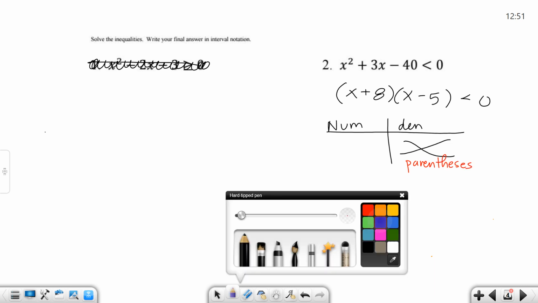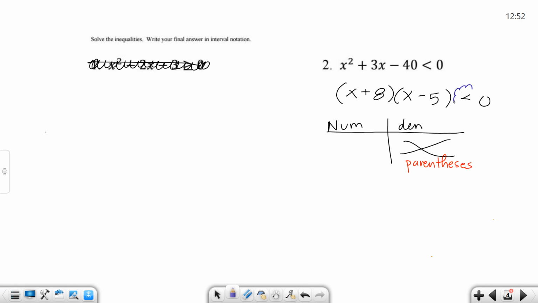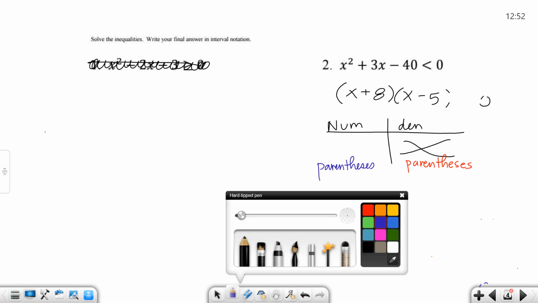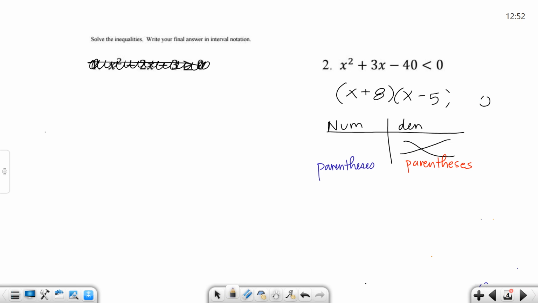Now this time, the numerator depends upon this symbol right here. See how it doesn't have the little bar under it? Since it doesn't have the little bar under it, it's going to use parentheses. Okay, so we're going to use parentheses.